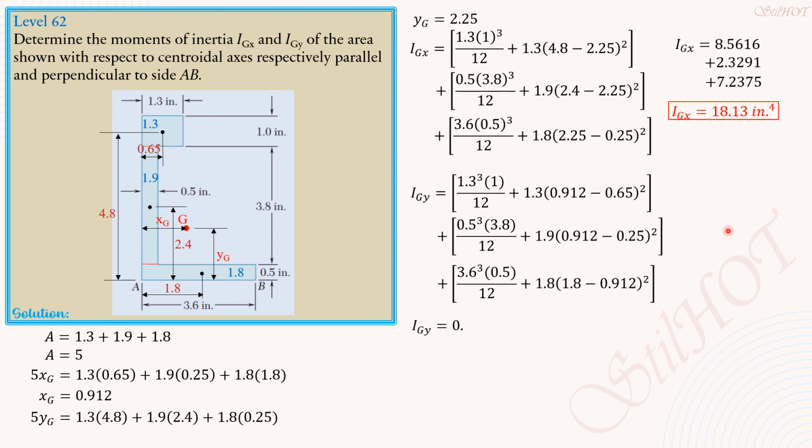So computing IGY equals, the first is 0.27232, the second is 0.87225, the third is 3.3634. So moment of inertia with respect to the centroidal axis perpendicular to AB is 4.508 inches to the fourth.